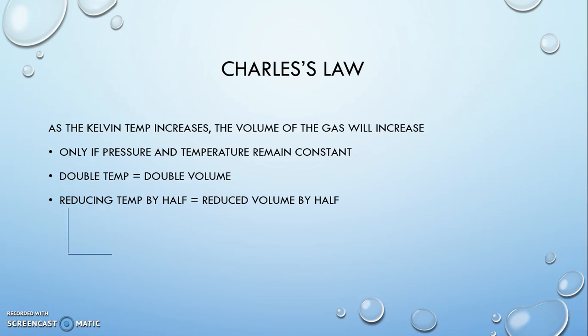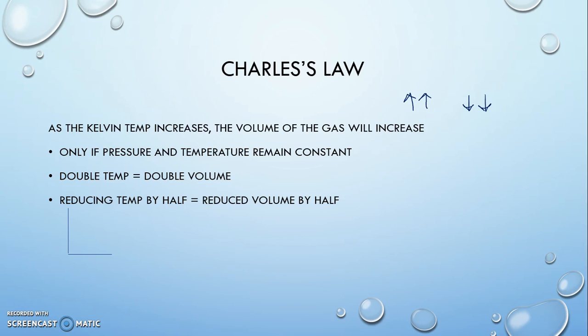Okay, so the next law is Charles's law. In this one, they're talking about the relationship between temperature and volume. They say as the Kelvin temperature increases, the volume of the gas will increase. So this is what we call a direct proportion. As one goes up, the other goes up. As one goes down, the other goes down. I like to call this the monkey see, monkey do. You see it in the hallways all the time. As somebody does something stupid, somebody else comes behind them and decides to do the same stupid thing, right?